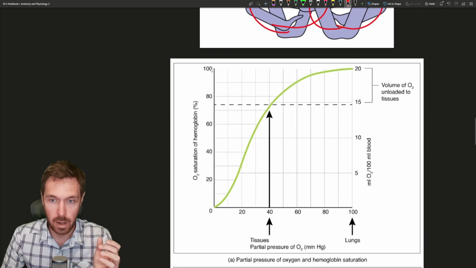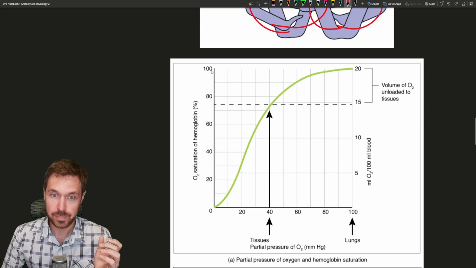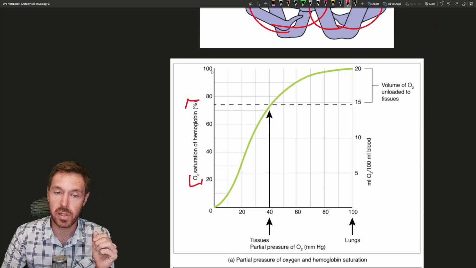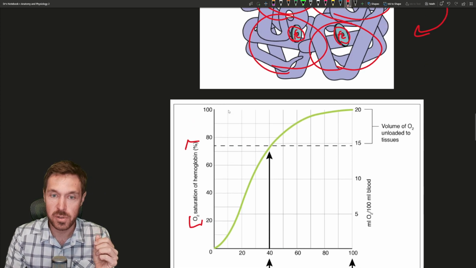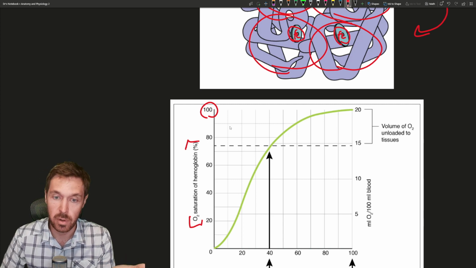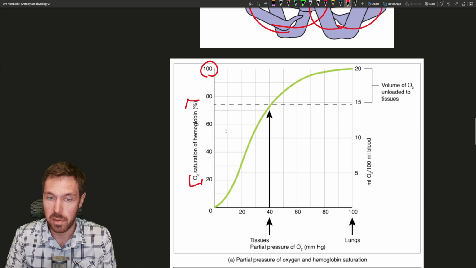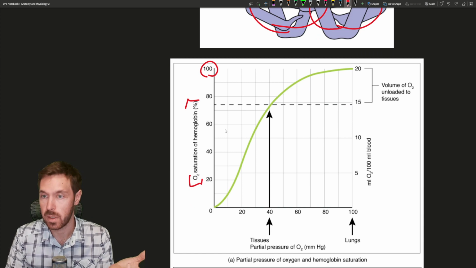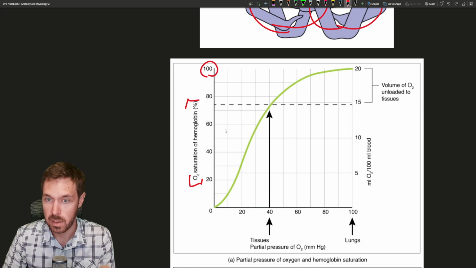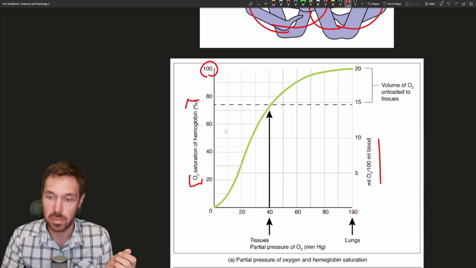I know we hate graphs here, but what this is looking at is O2 saturation of hemoglobin percent. So 100% saturation means we have 4 oxygens on each hemoglobin. 75% would be 3, 50% 2, 25% 1, and so forth. So that's this part. Here, it's showing the partial pressure in the tissues, and here it's showing in the lungs. And then don't worry about this one over here as much. It's just how much is in the blood.